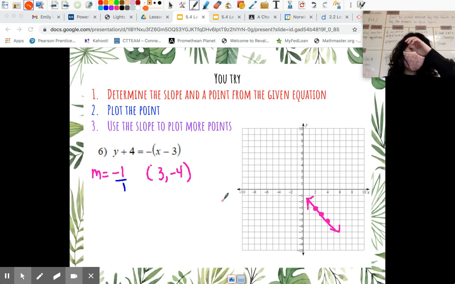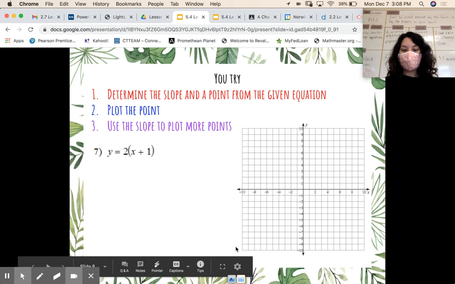Okay, so here's what you should have gotten for number 6. You should have gotten a slope of -1, which you can easily make a fraction, and your ordered pair should have been (3, -4). The starting point is right here, where my pen is hovering, and you can go down 1, right 1, or up 1, left 1.